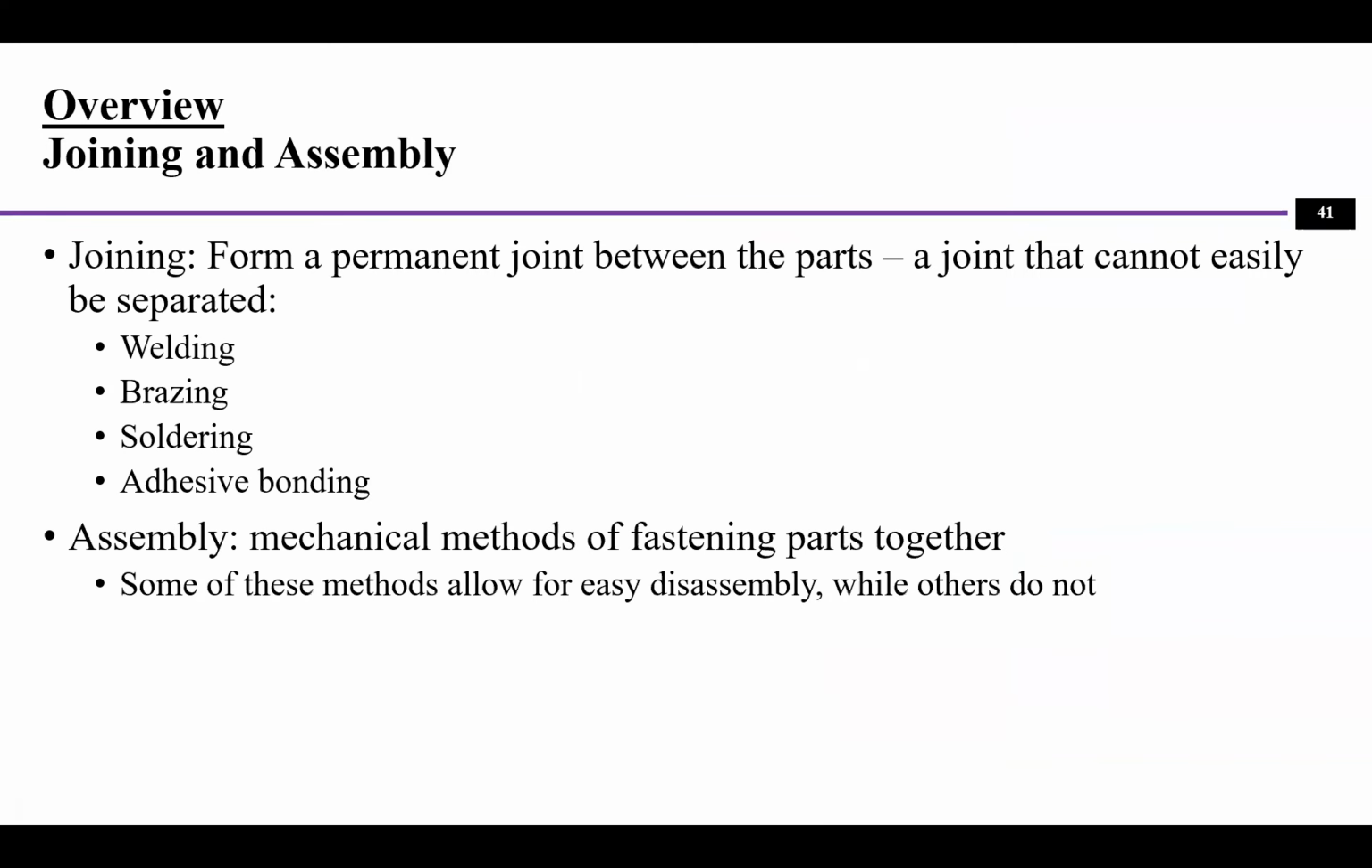And first, for joining processes, for permanent joining processes, usually the joint is created, but it cannot be easily separated, right? Like welding, you cannot just use the screw and then take the screw out and then separate the part. That is a mechanical assembly. But for joining, like welding, you have to break it apart to separate the different components.